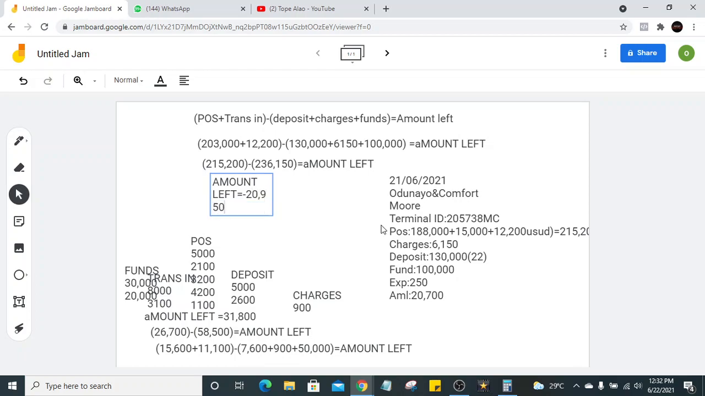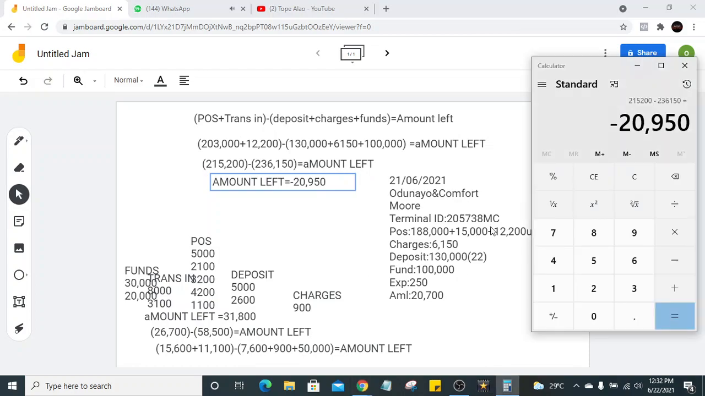As I said earlier, since I put employee there, I'm assuming what this means is that she's owing me 20,950, but she's remitting 20,700. But you can see she said her expenses, maybe she bought something, is 250. So you remove the 250 from this. That is 20,950 minus 250, which equals 20,700.